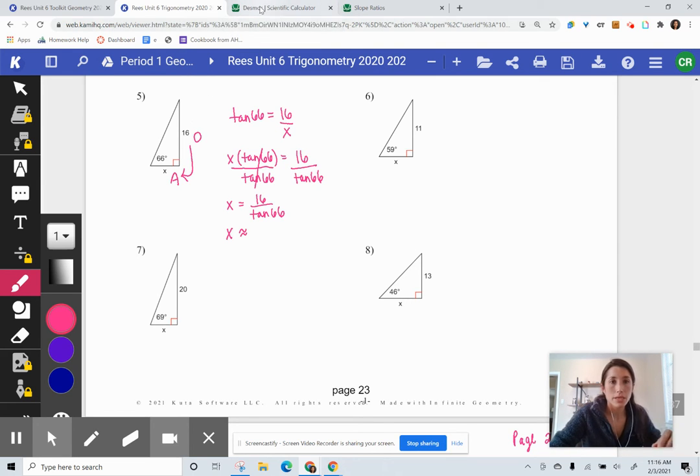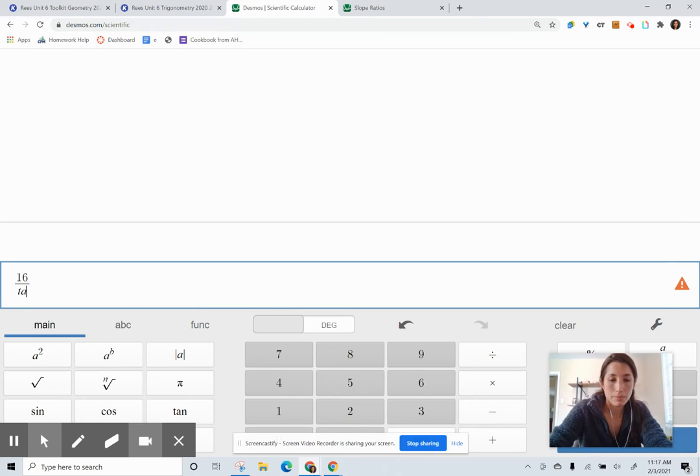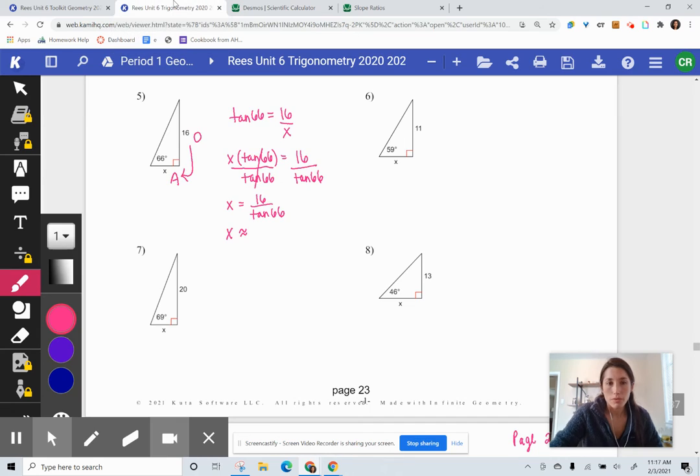16 divided by tan 66. And that's 7.123 will round to 124, 7.124. Okay, and so just remember, anytime the variable's in the denominator, in order to isolate the variable like that we have here, you're going to divide.